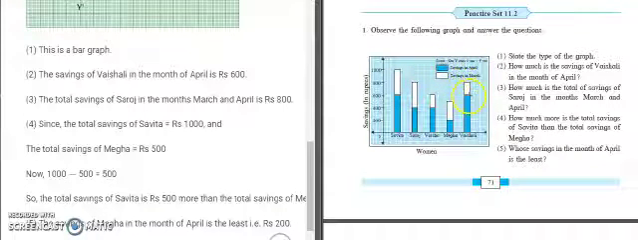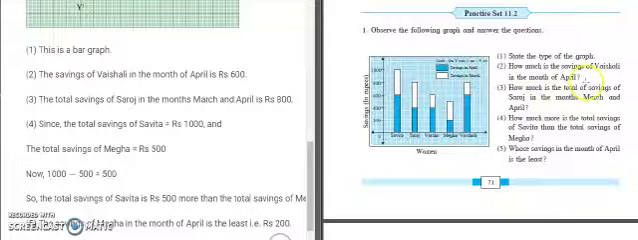So see here, match it with this column where it matches for y-axis, that we have to see the savings of Vaishali in the month of April is 600. Here going from this line we can see it is matching at 600.